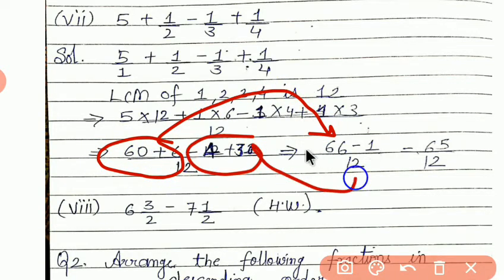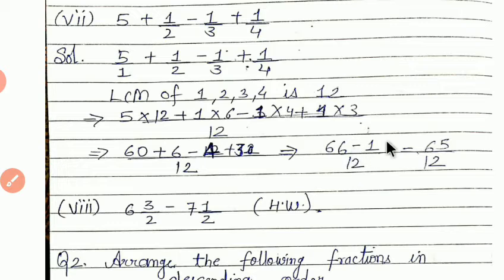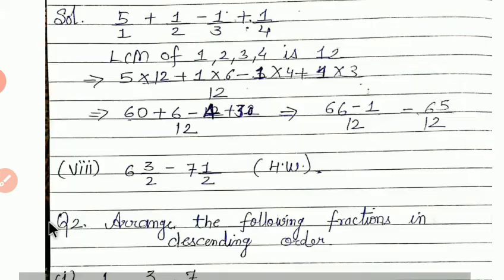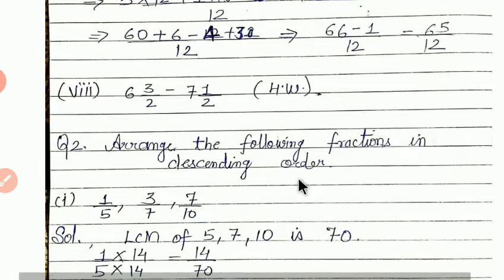So 4 minus 3, 1. But the sign will be according to the bigger number. Here the bigger number is 4, so the sign will be minus. So 66 minus 1 upon 12, which is equal to 65 by 12. And question number 8, it's your homework.